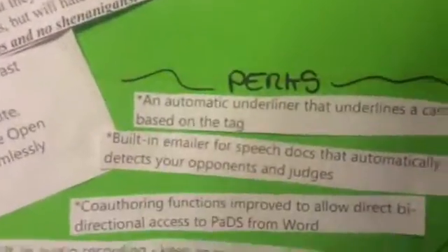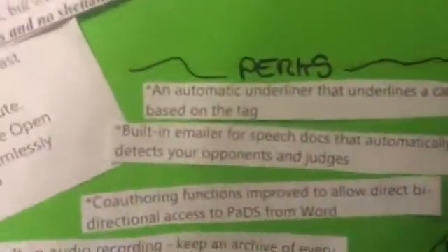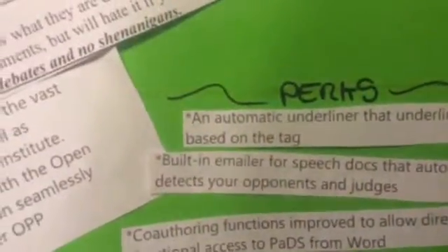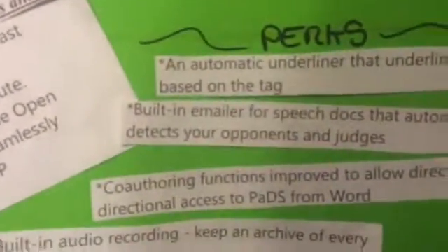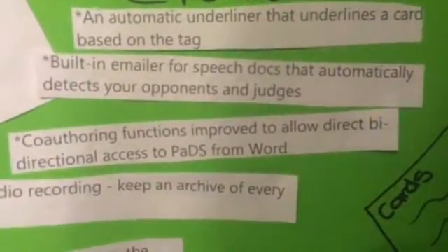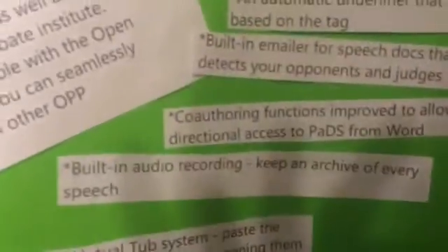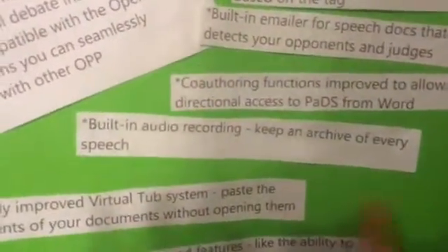So, an automatic underliner that underlines a card based on the tab, a built-in emailer for speech docs that automatically detects your opponents and judges, co-authoring functions approved to allow direct bi-directional access to pads from Word, and built-in audio recording so you keep an archive of your speech.